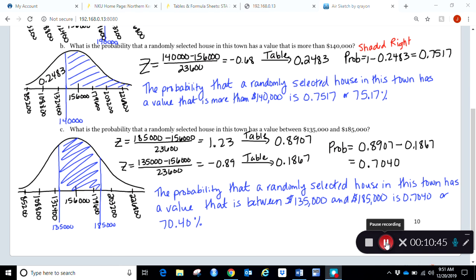Of course, the last thing we need to do here is interpret that probability. So then we can say the probability that a randomly selected house in this town has a value that is between $135,000 and $185,000 is 0.7040, or that would be 70.4%.